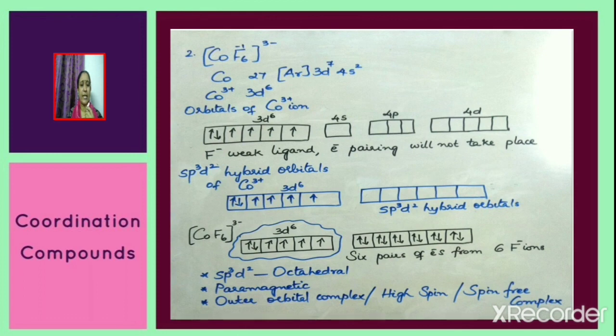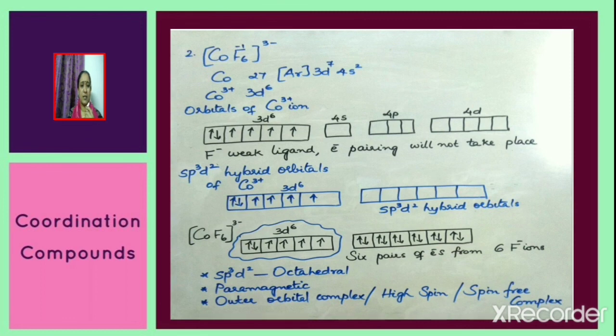Fluoride ion is a weak ligand, therefore electron pairing will not take place. Therefore the 3d orbitals cannot be used for hybridization. Hence 1 4s, 3 4p and 2 4d orbitals will mix together to give 6 sp3d2 hybrid orbitals. Therefore Co3+ is under sp3d2 hybridization.